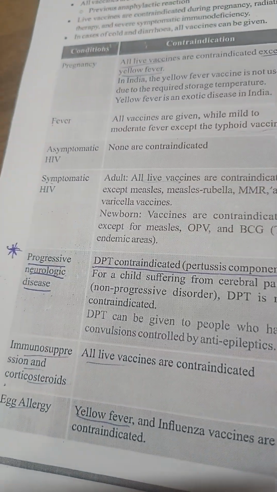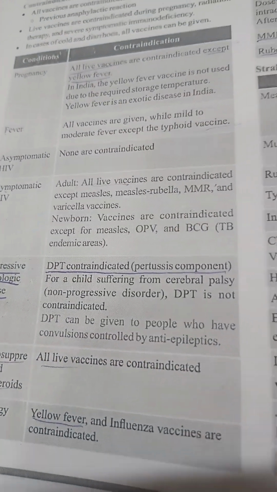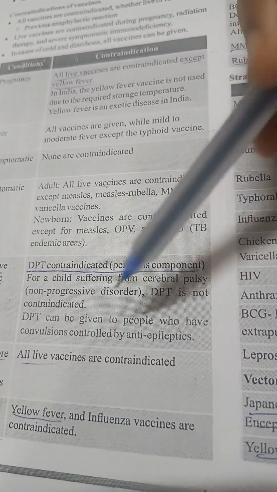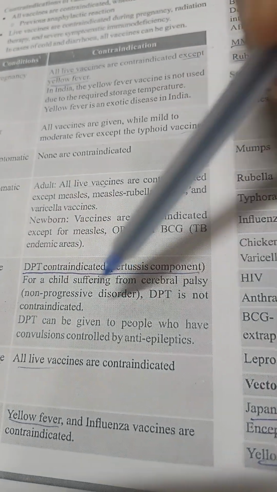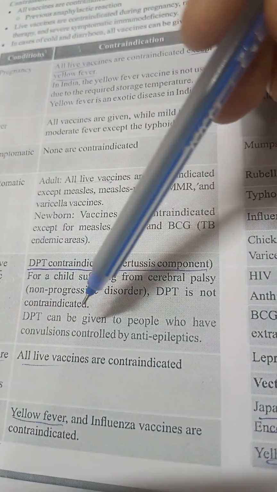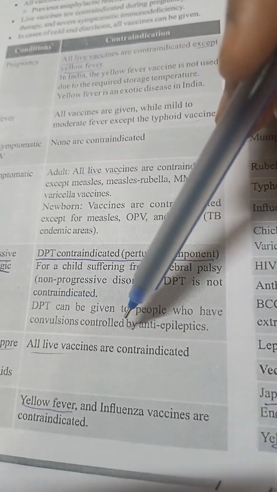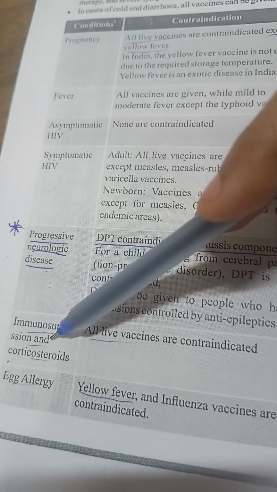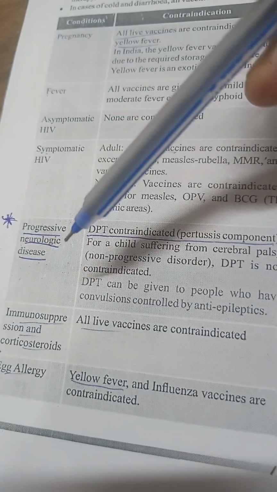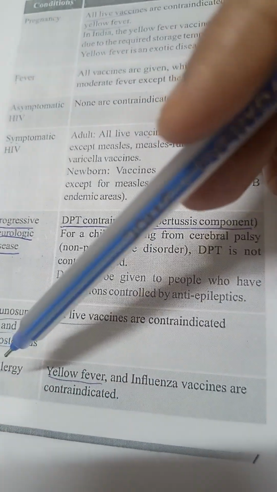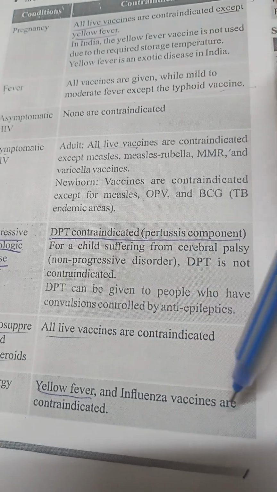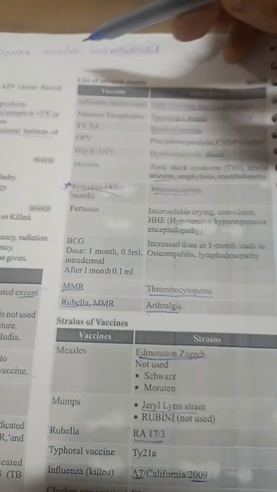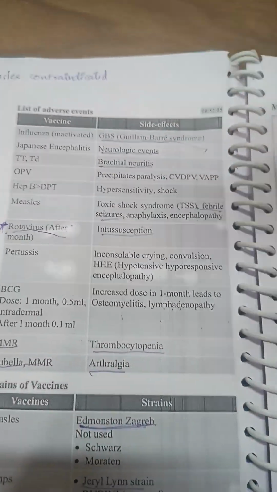Progressive neurologic disease: DPT, the pertussis component, is contraindicated for a child suffering from cerebral palsy. Non-progressive disorder: DPT is not contraindicated. DPT can be given to people who have convulsions. Anti-epileptics, immunosuppression and corticosteroids: all live vaccines are contraindicated. Egg allergy: yellow fever and influenza vaccines are contraindicated. In disaster, measles is contraindicated.